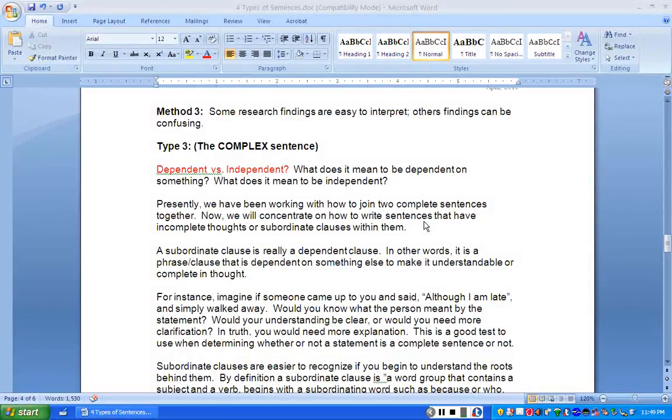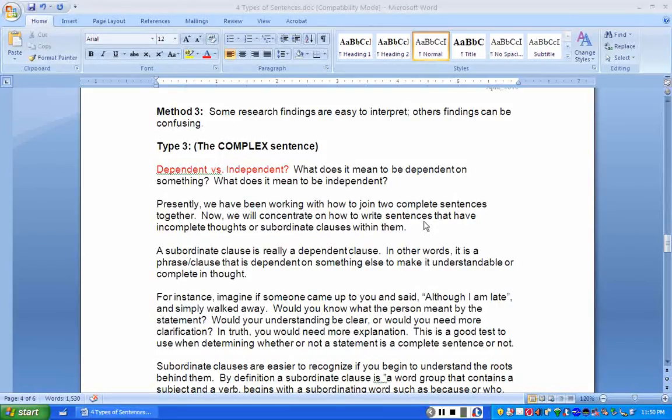So let's review. Dependent means that I cannot stand on my own, that I'm incomplete in some way. Not in a negative way, but I'm incomplete and I'm depending on something else to make me whole. That's going to be important later when we explain how to craft a complex sentence. Independent means what? I can stand on my own. More than likely, what are we talking about there? A complete sentence.